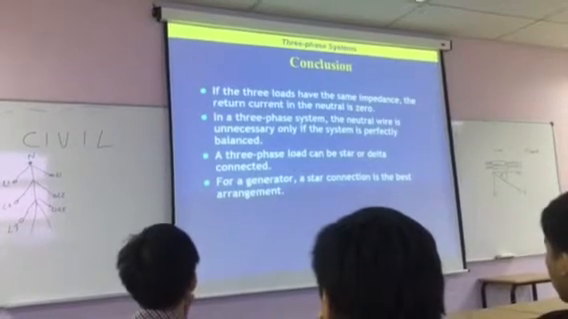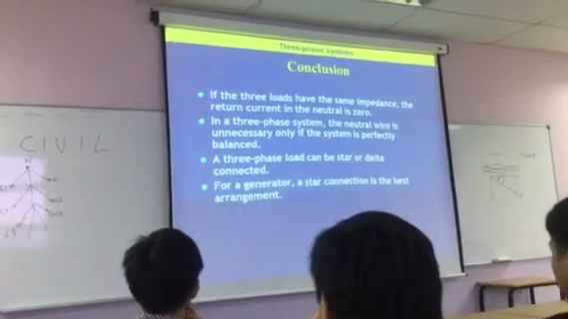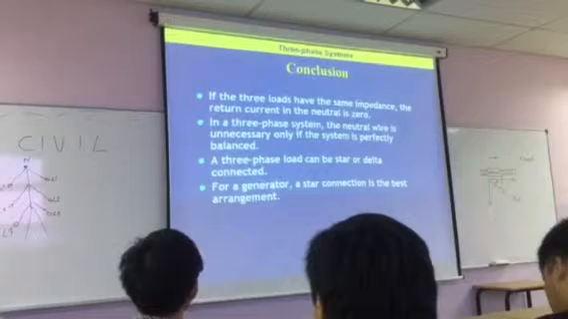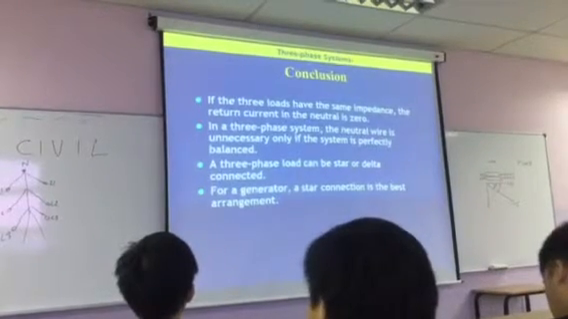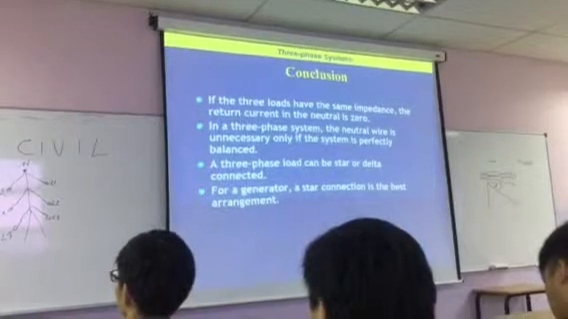3-phase load can either be star or delta, and for a generator, the star connection is the best arrangement. Okay, because it's more efficient. And it avoids harmonics. Okay, so that's, as I say, the basic introduction. Now we shall go on to have more maths. Is that okay?